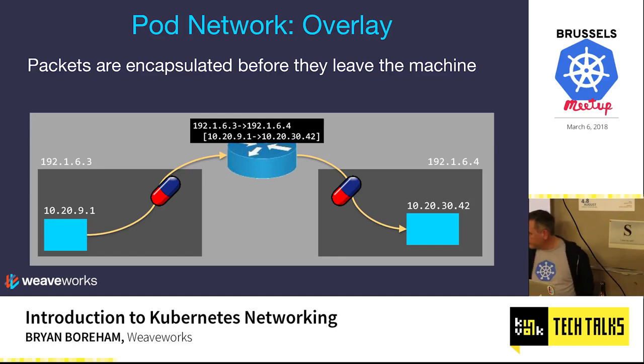So that's overlay networks. There's a little bit of overhead as we do the wrapping up and the unwrapping. There are certain benefits, like one of these machines could be in your laptop and one could be in your data center. It doesn't matter. We don't have to be able to program all the routers in between. As long as this machine can reach this machine, the overlay will take care of the rest.